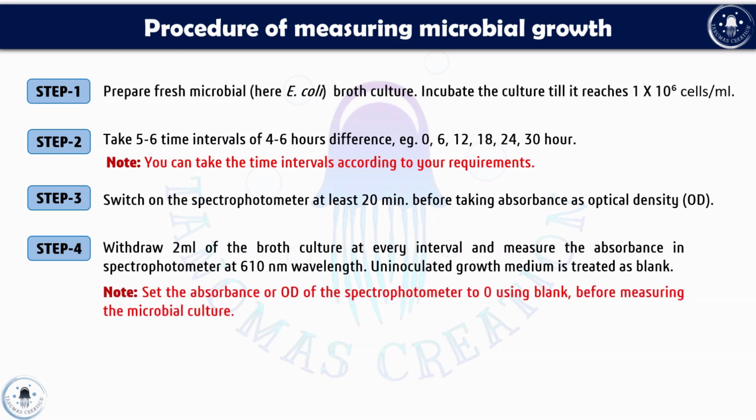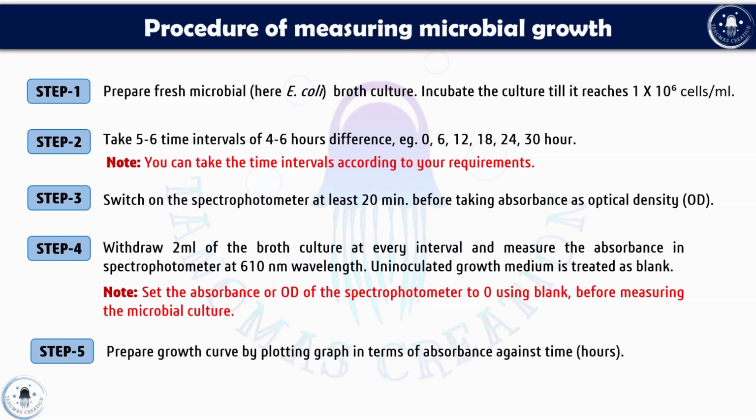Okay, so here's a note: set the absorbance or OD of the spectrophotometer to 0 using blank, as I said earlier also. So you need to set this optical density using the blank to 0, and after that only you measure your microbial culture against this blank. That way you will get the correct and precise optical density. Okay. And last, step 5, prepare growth curve by plotting the graph in terms of absorbance against time.